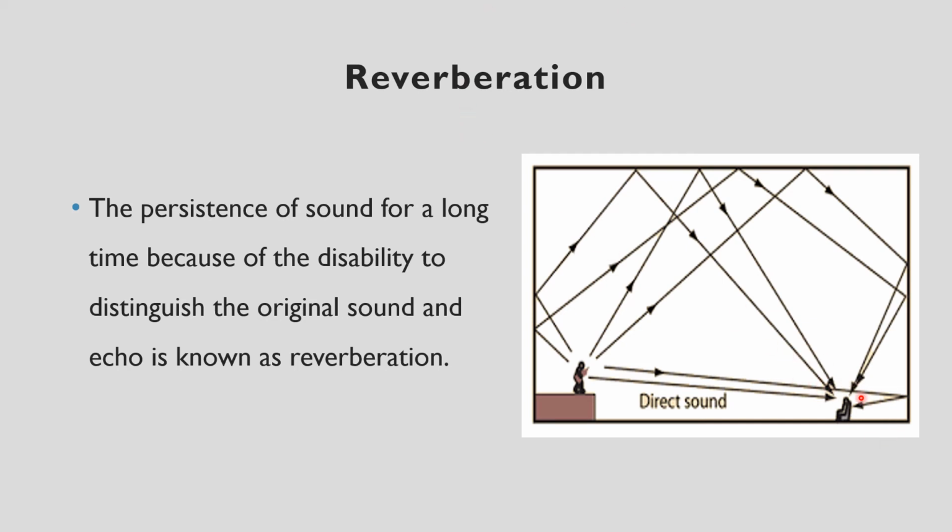So to hear the echo, there should be a time gap of 0.1 second in between the two sounds. Here the gap is half of the echo. So if the time gap between the two sounds is 0.05 seconds, that sound persists in the ear for a long period of time, and it causes the reverberation. So for reverberation to occur, the time gap between the original sound and the reflected sound should be at least 0.05 seconds.